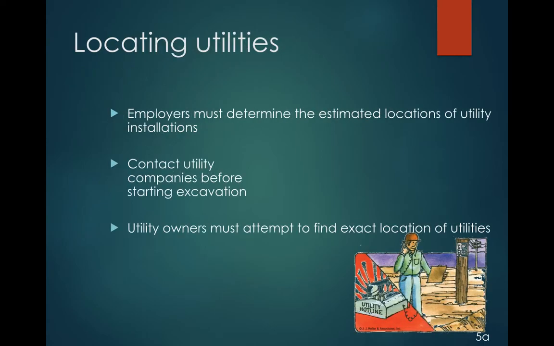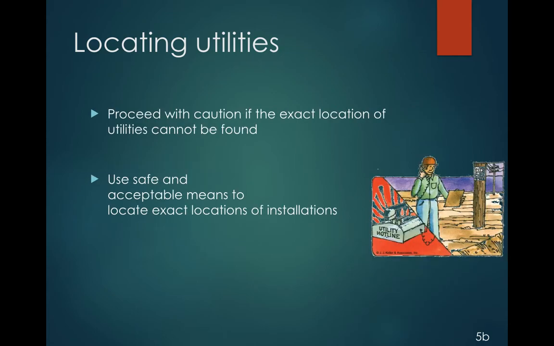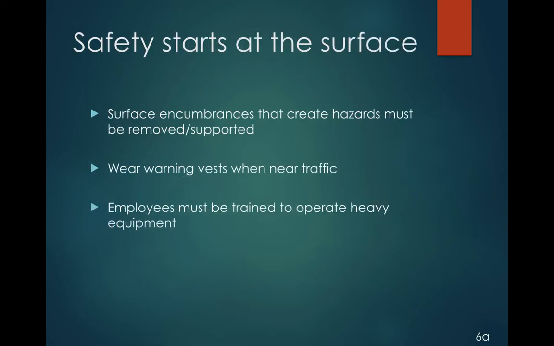First things first, before you start excavation, you have to locate utilities. Employers must determine the estimated locations of utility installations. You contact the utility companies before starting any type of excavation, and utility owners must attempt to find the exact location of any active utilities. Proceed with caution if the exact location of utilities cannot be found, and use safe and acceptable means to locate the exact locations of installations.